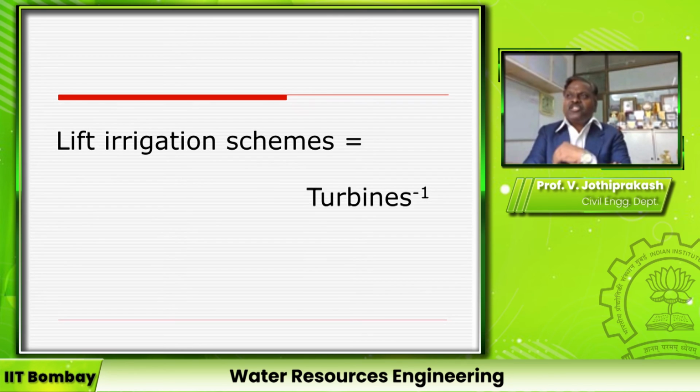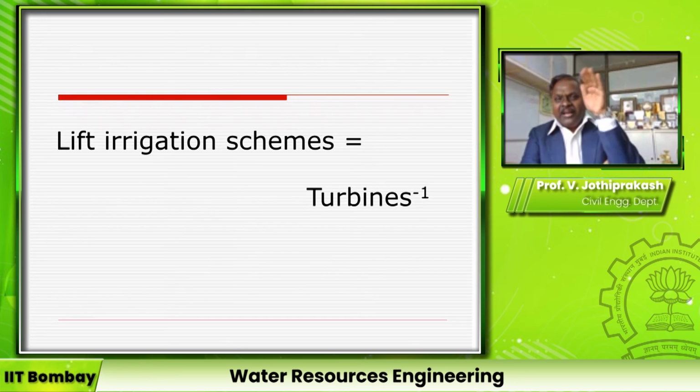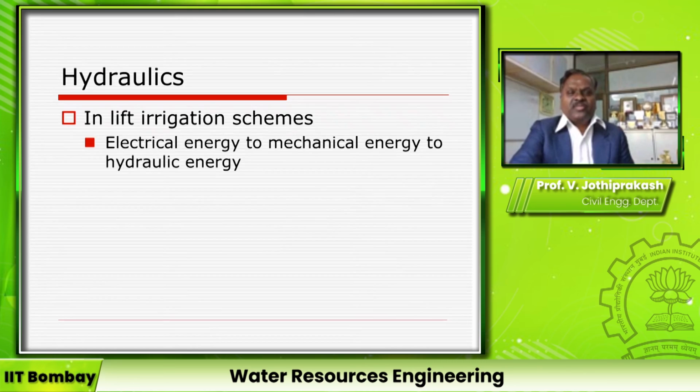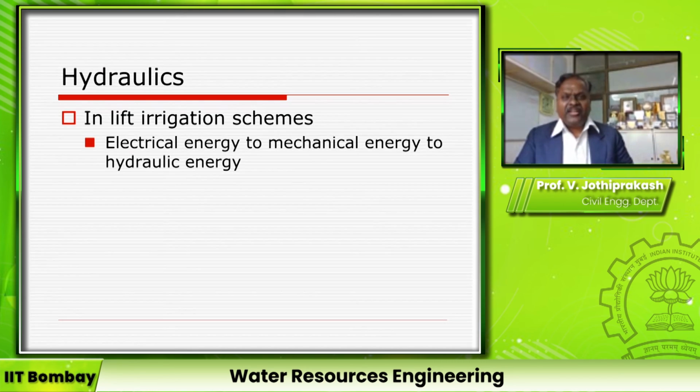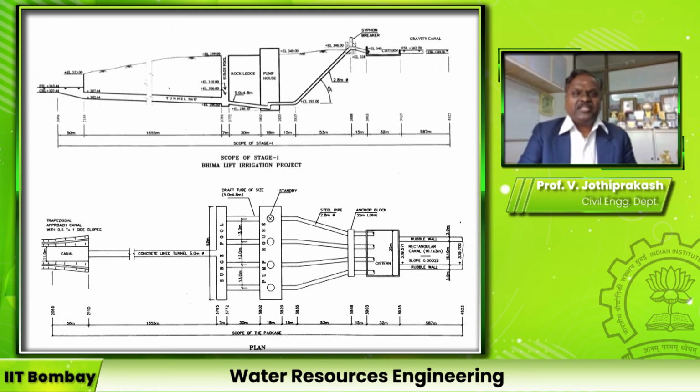So that means you install huge pumps, lift the water to a higher level by giving electricity, and then let the water flow by gravity to the irrigation fields. So in lift irrigation, it is electrical energy to mechanical energy to hydraulic energy. This is a good example.